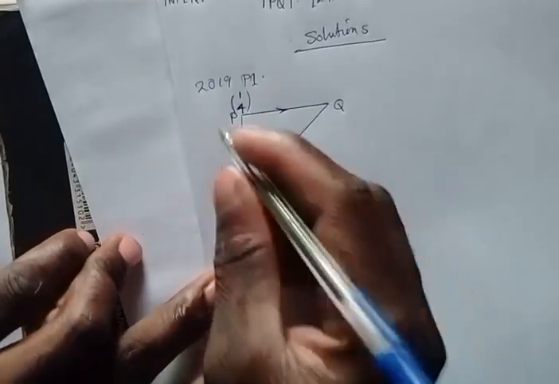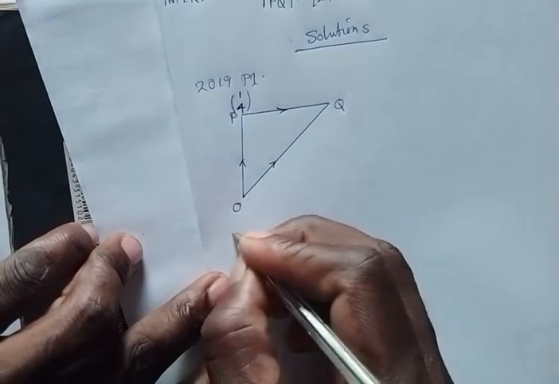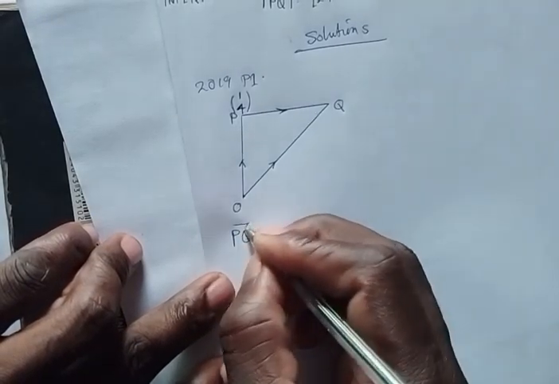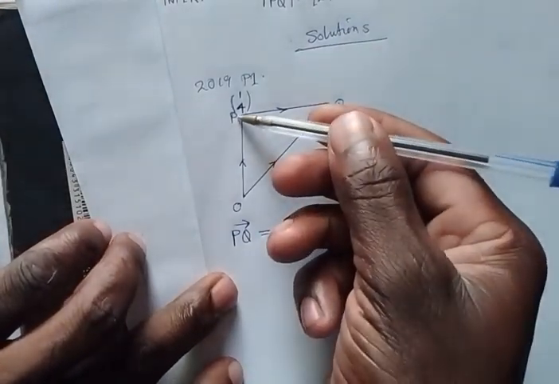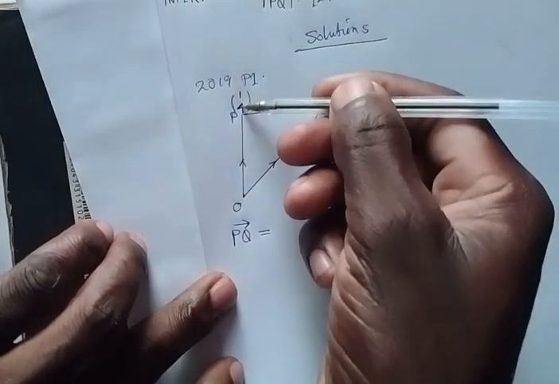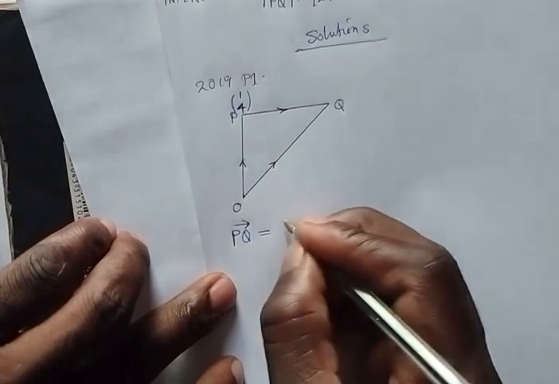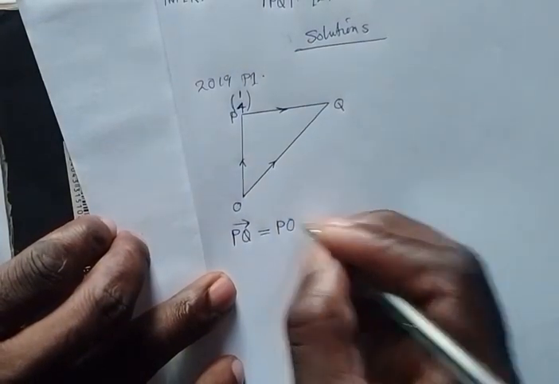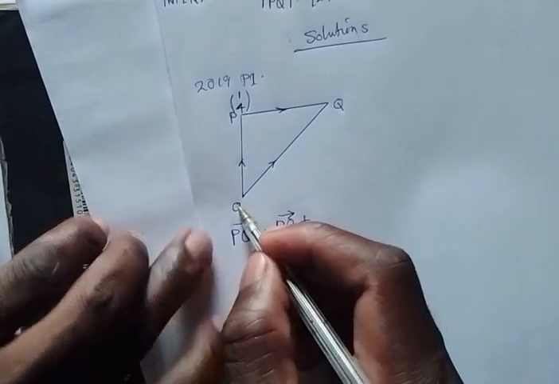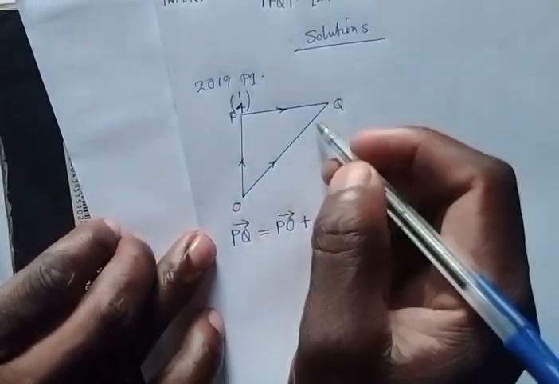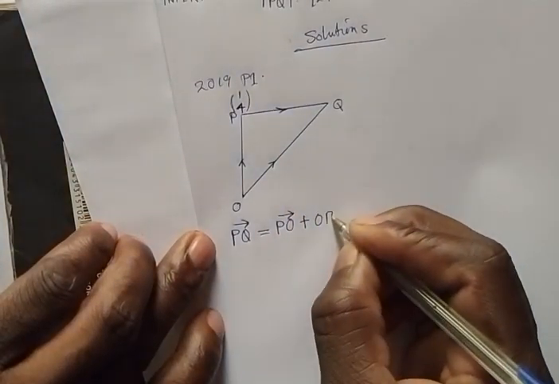So for the position vectors, we are going to write PQ is equal to PO plus OQ. Moving from P to O, we are going in the opposite direction of the vector. Then from O to Q, we are going in the same direction as the vector, so we write OQ.